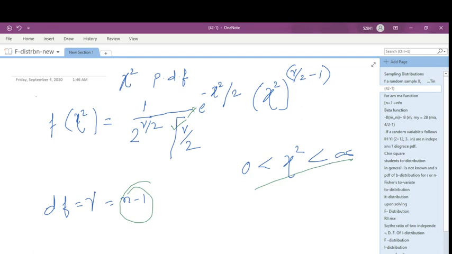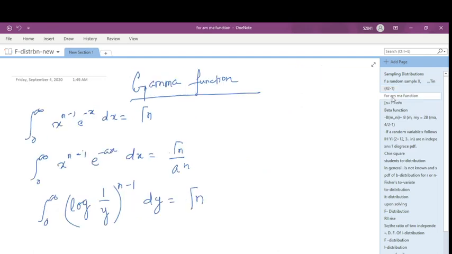Okay, so this is the PDF of the chi-square value, and we will see what the gamma function is, so we can relate this probability density function of chi-square.